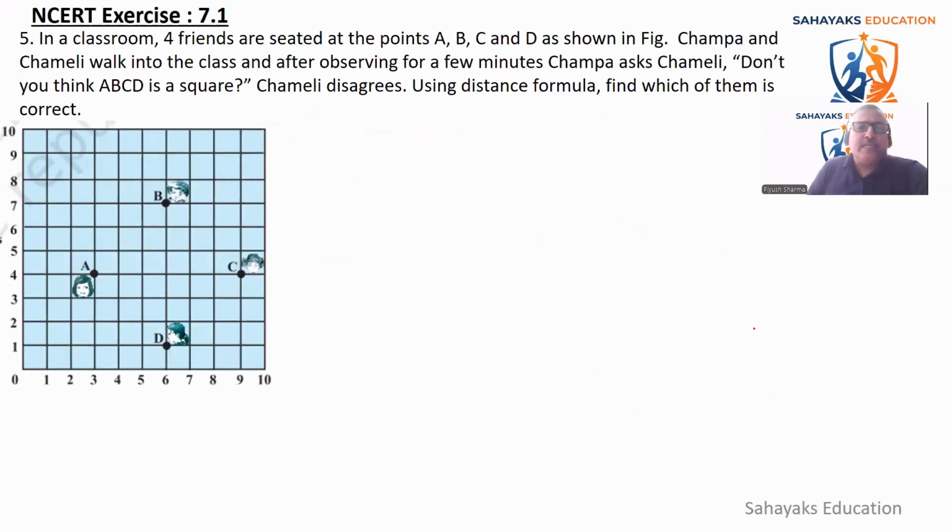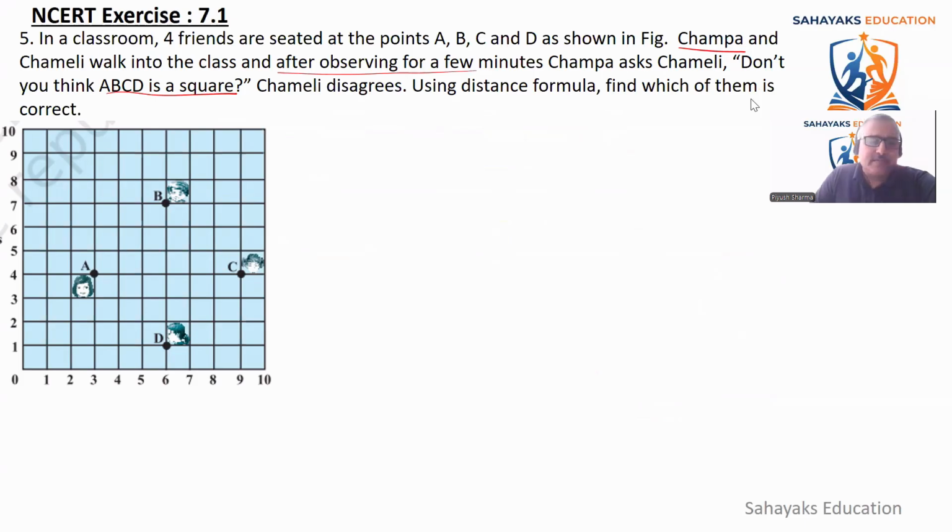In a classroom, 4 friends are seated at points. We can see the 4 people sitting there as shown in the figure. Champa and Chameli walk into the class, and after observing for a few minutes, Champa asks Chameli, "Don't you think ABCD is a square?" Chameli disagrees. Using the distance formula, find which of them is correct.